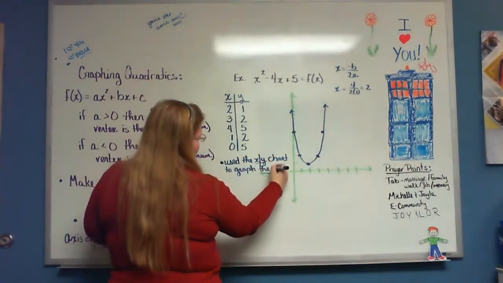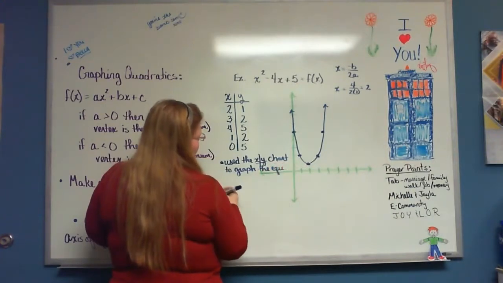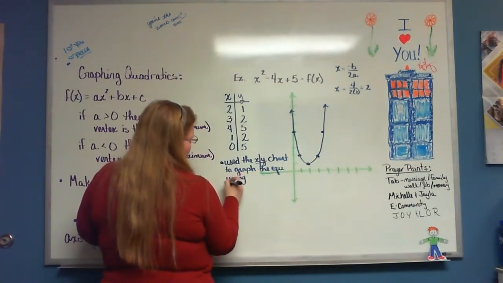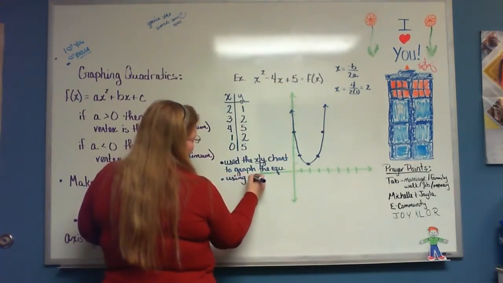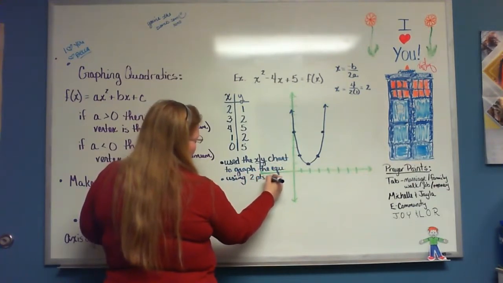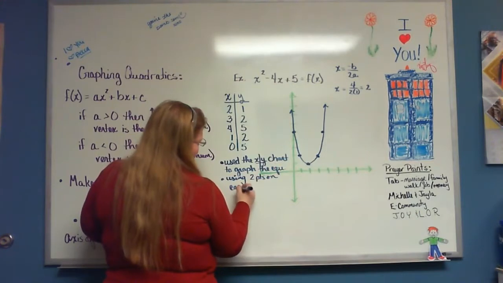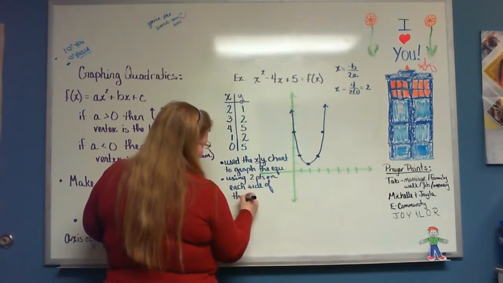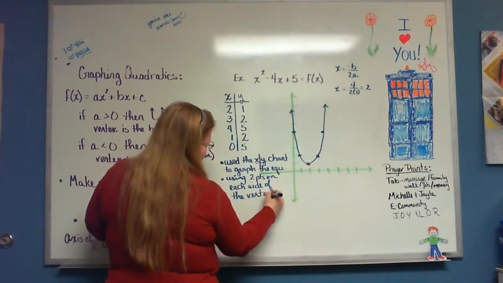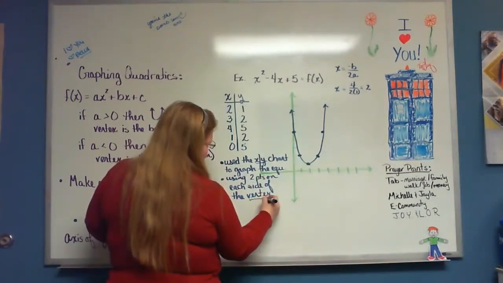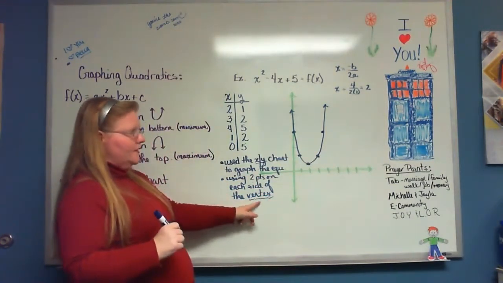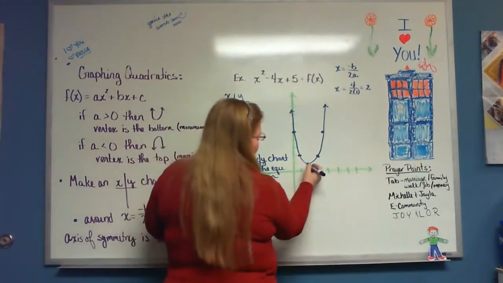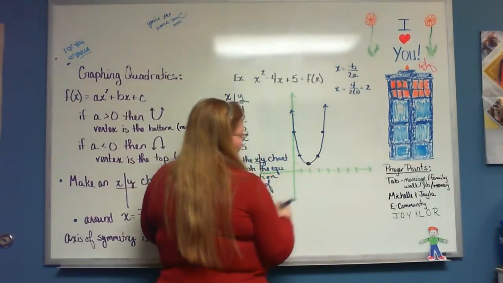To graph the equation using 2 points on each side of the vertex. Now they threw in this nice line here called a vertex. That is actually the very center of your graph. That point right there is my vertex.